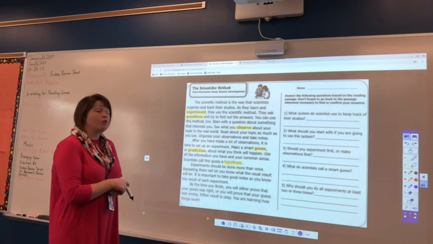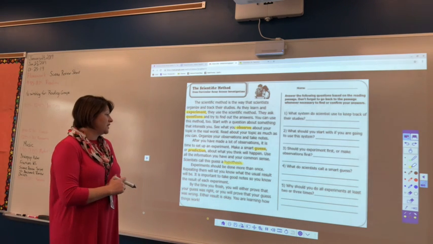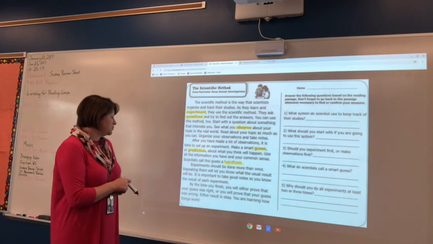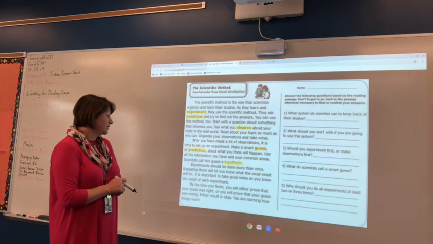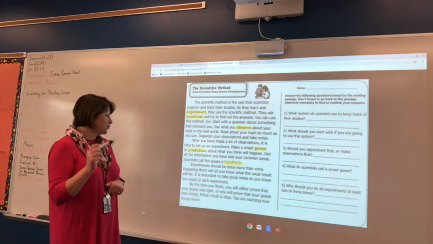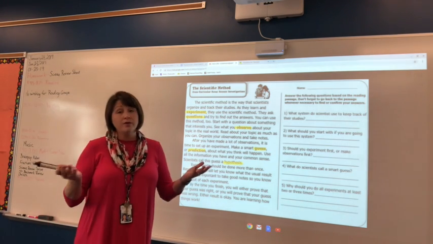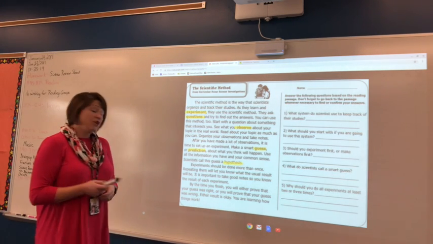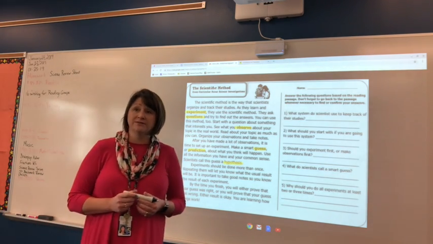Experiments should be done more than once. Repeating them will let you know what the usual result will be. And it's important to take good notes so you know the result of each experiment. By the time you finish, you will either prove that your guess was right or that it was wrong. Either result is okay. You're learning how things work.